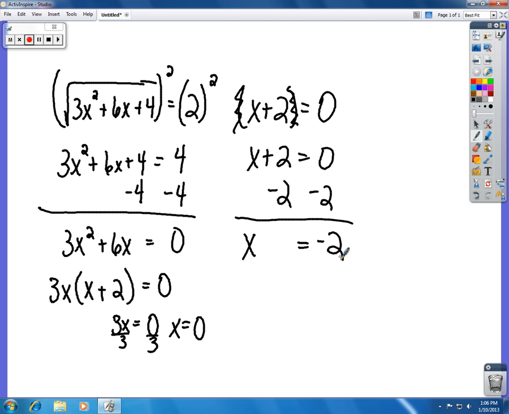So the two solutions are x equals 0 and x equals negative 2.